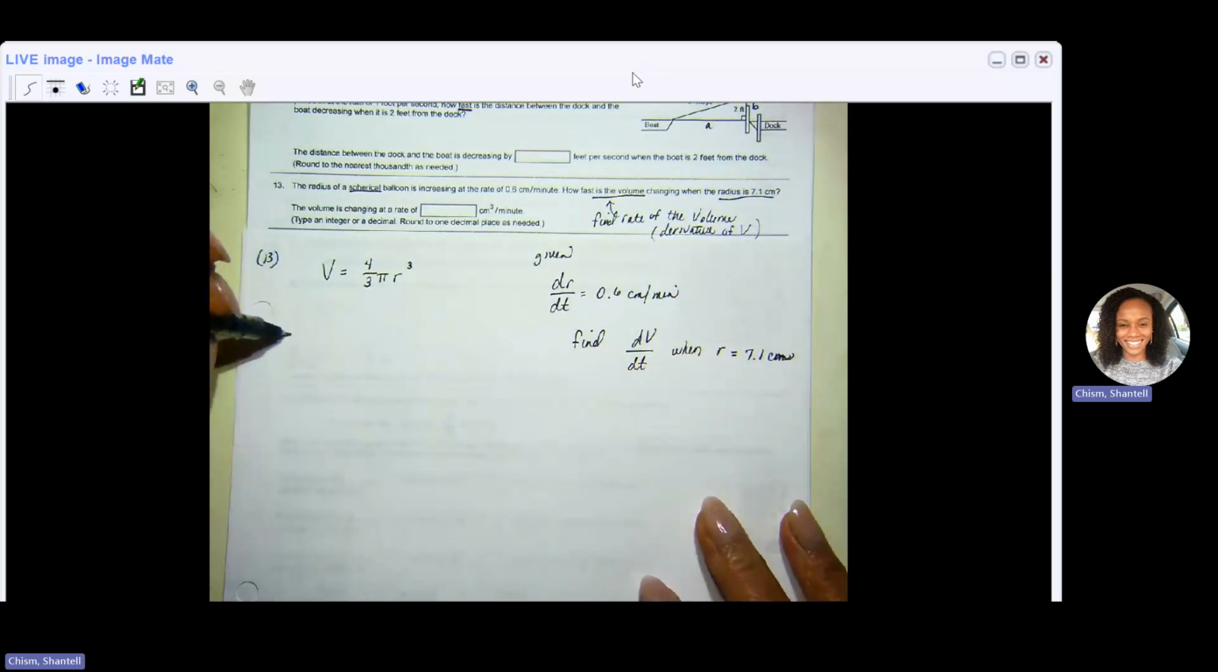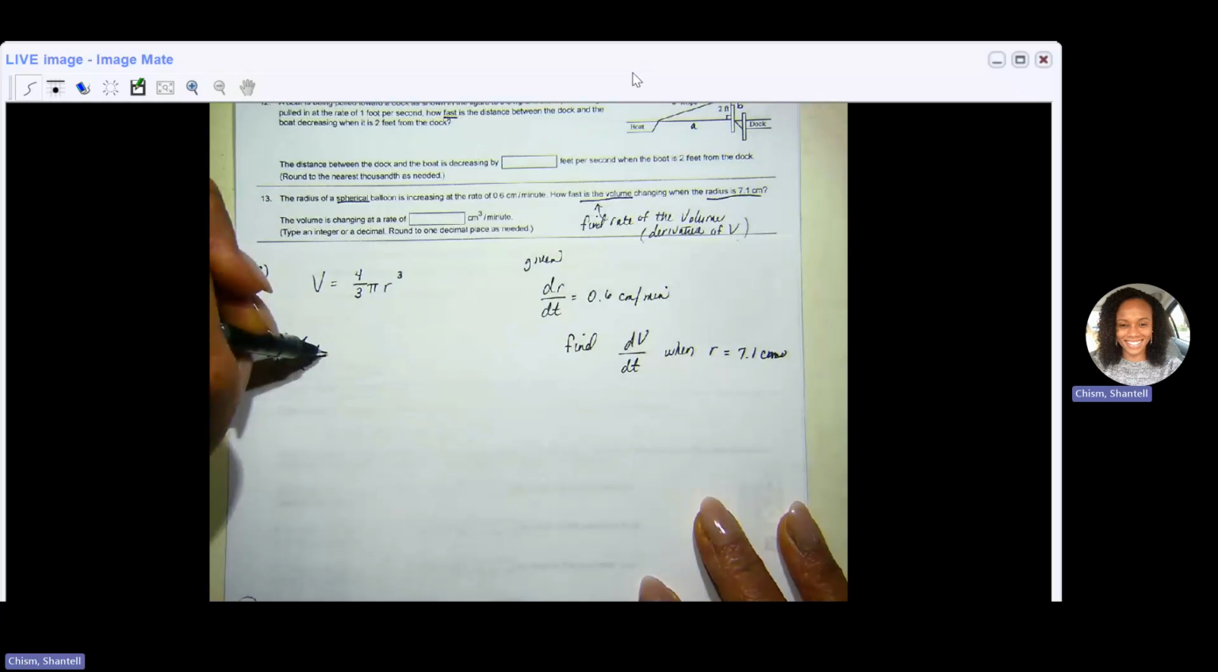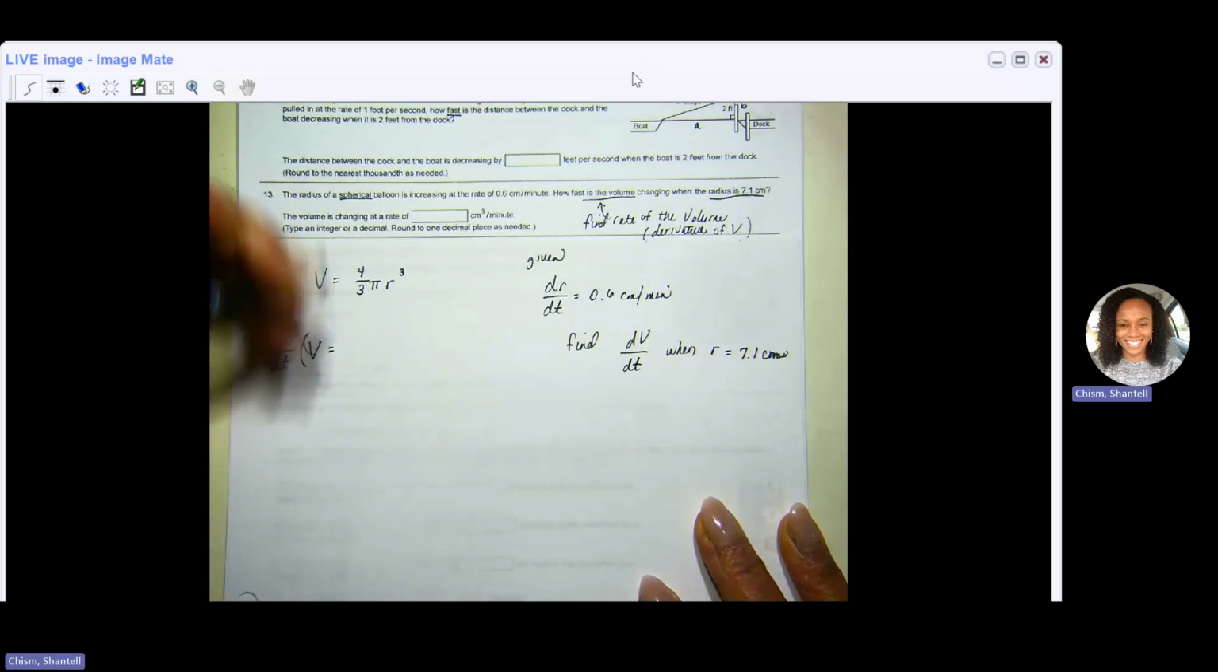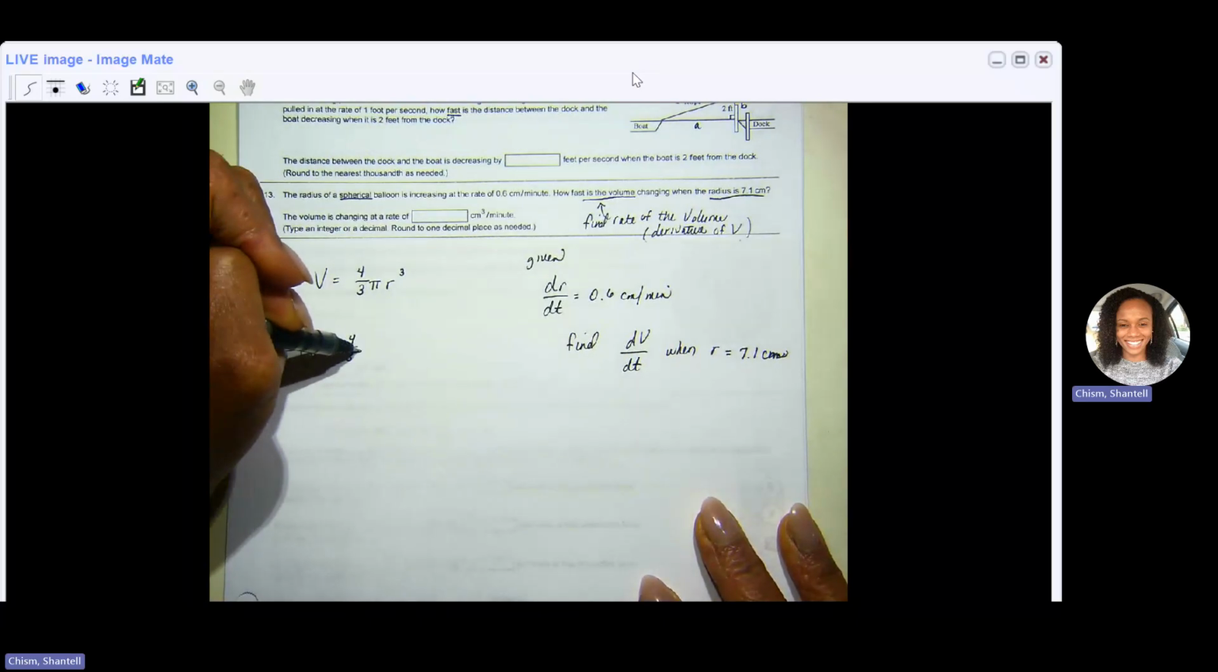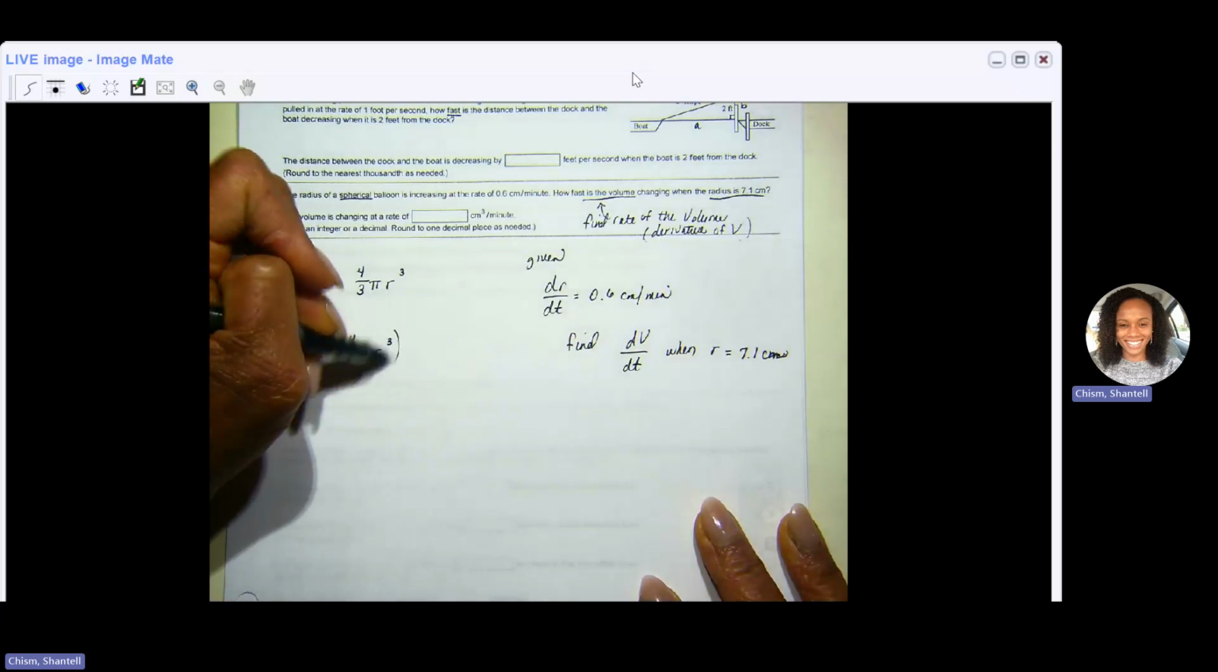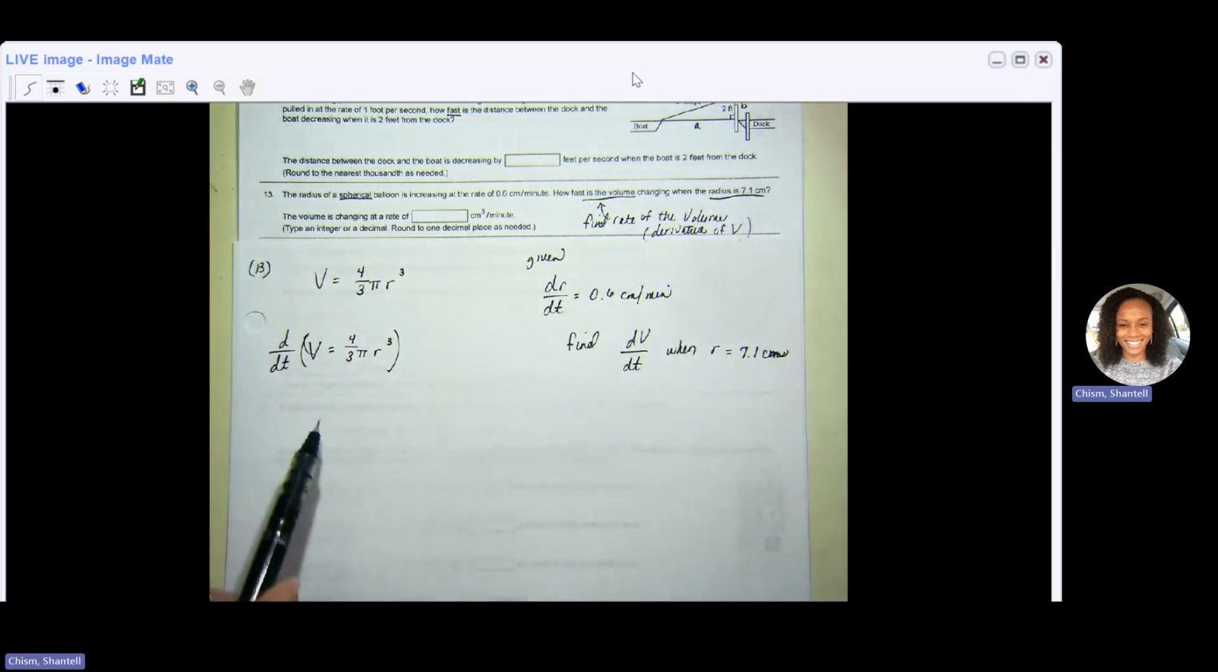So I'm going to take the derivative with respect to time of this equation, V equals 4/3 pi r cubed. Now, I don't want you to get confused here. Pi is a number, so we do not apply the product rule here. 4/3 is a number, and so is pi. So technically, this is a constant or a coefficient, and then you've got r cubed. I just want you to keep that in mind, all right?